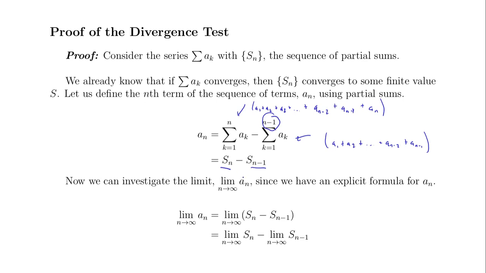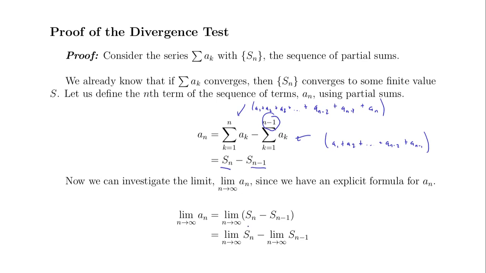So really we're just defining the nth term of the sequence of terms by partial sums. The reason we want to do this is that we want to show that if this series converges, this has to go to zero. So now we'll take a look at the limit of that nth term. We have an explicit formula. We'll just apply a limit as n goes to infinity.